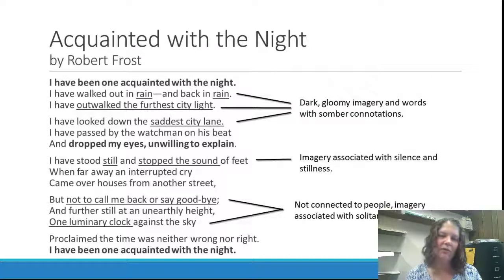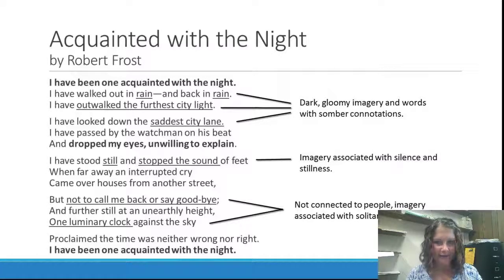So at this point, I'm thinking, well, maybe night has something to do with darkness and gloominess and maybe sadness. Maybe when he says he's acquainted with the night, he means that he's familiar with darkness, or maybe he's familiar with the feeling of sadness.